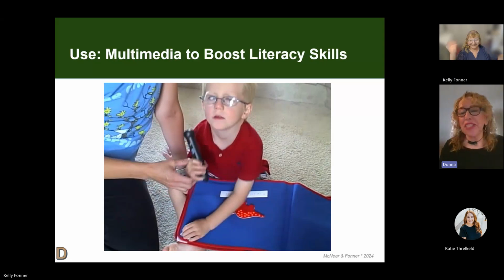Yay. So this is just another example of using that multimedia approach to emergent literacy skills, book concepts, language, you know, all kinds of good things for developing emergent literacy skills.